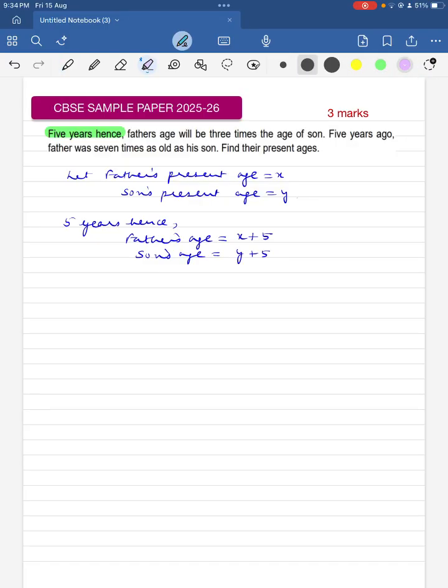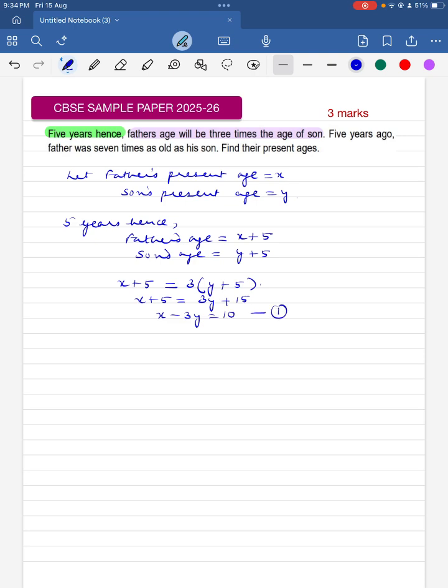Now, they've said 5 years hence, father's age will be 3 times the son's age. Father's age will be means equal to 3 times the son's age. Okay, so x plus 5 equal to 3y plus 15. Or x minus 3y equal to 10. That's the first linear equation.